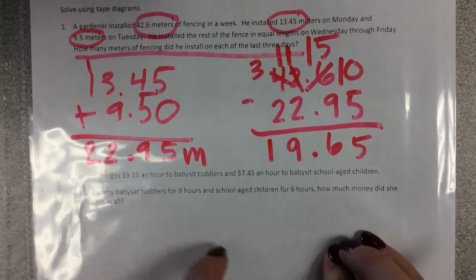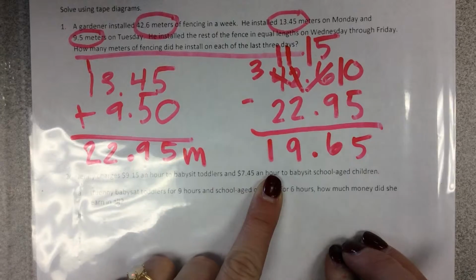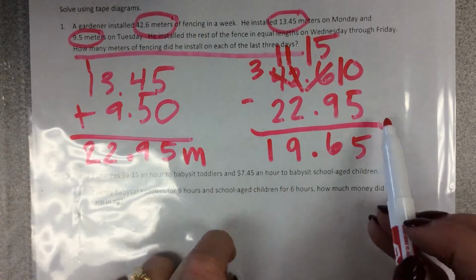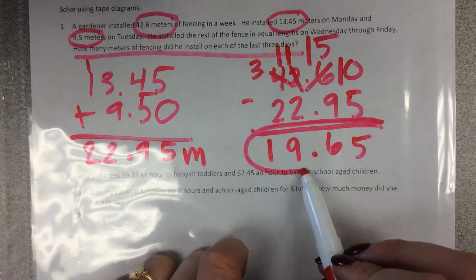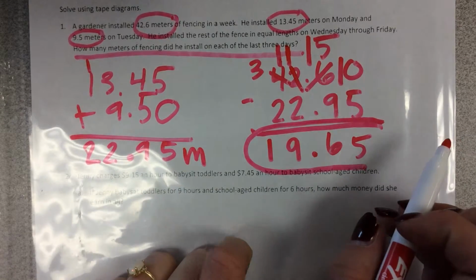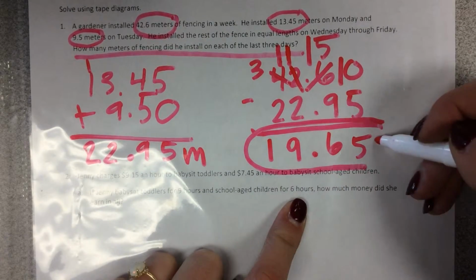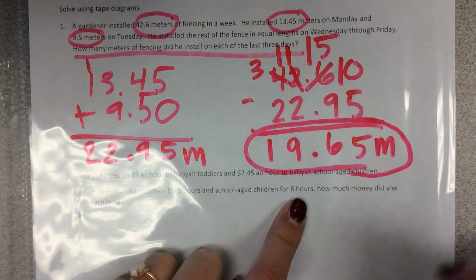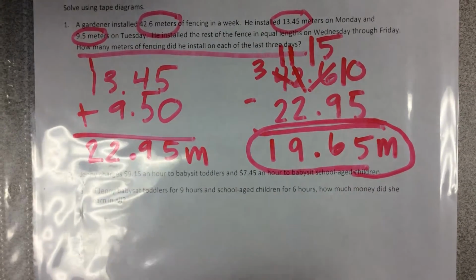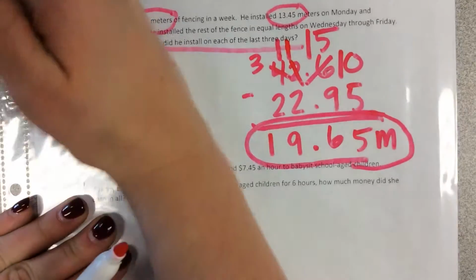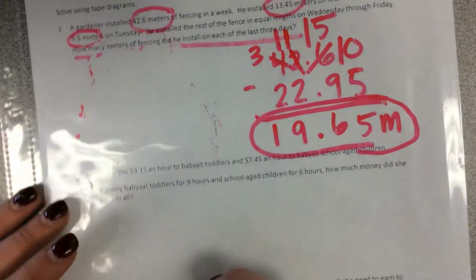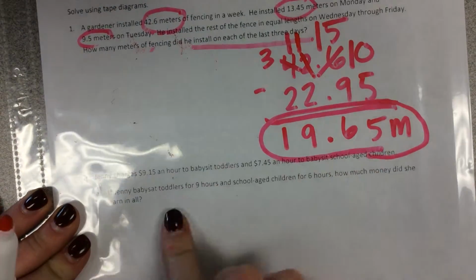So we know that on Wednesday, Thursday, and Friday combined, he went ahead and installed 19.65 meters. Don't forget that unit. Okay, I've been writing super big so you can see it, so I'm going to erase some of this so we can move on to the next part of the problem.